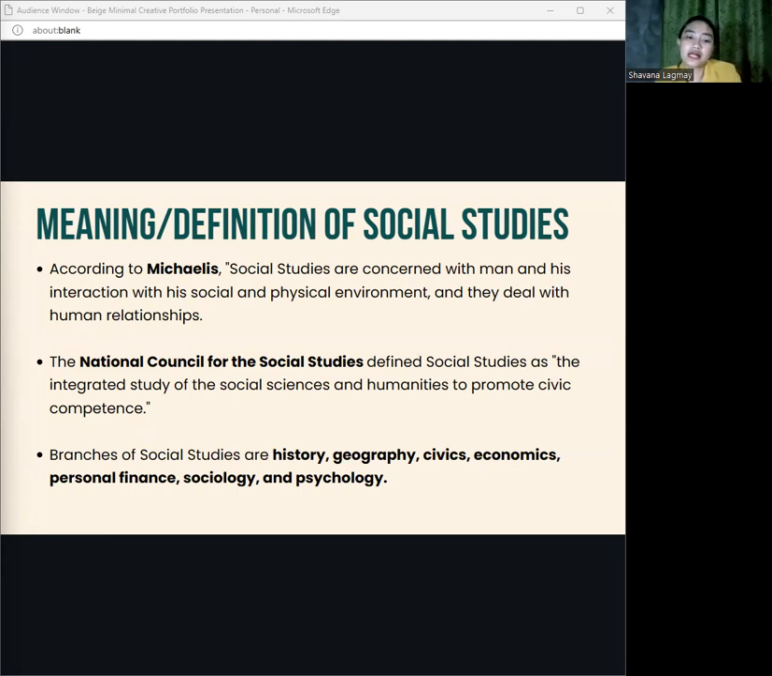And also, one of the most important things social studies can do for a student is help develop empathy. Why? Because we can't solve social problems if we do not understand them. And we cannot understand them if we don't have a basic understanding of social studies. So, as you can see here, we have branches of social studies, which we already discussed, and that would be history, geography, civics, economics, personal finance, sociology, and psychology. So let us now proceed to the next slide.